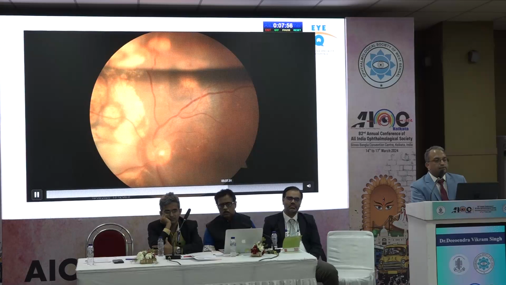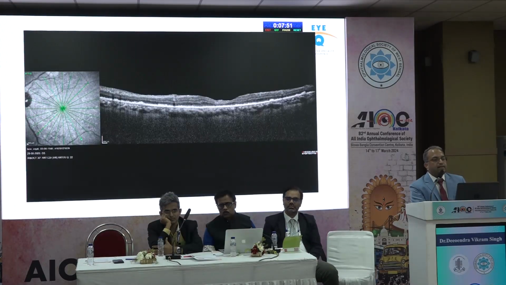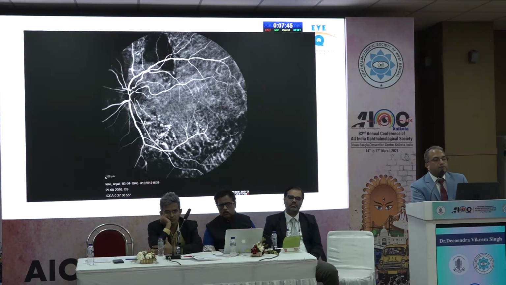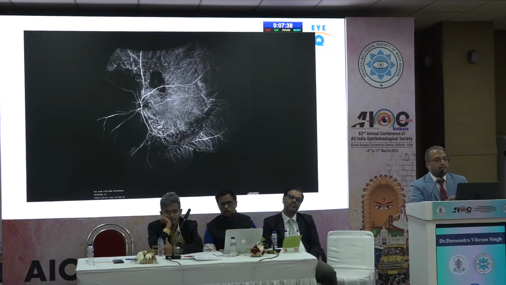And this is the post-operative picture. The hole closed very well with the flap. This time she regained only 6/18. But this is very interesting. When you do angiography or autofluorescence, you can actually assess the damage done by subretinal blood, and that is a good way of assessing long-term outcomes in these cases.